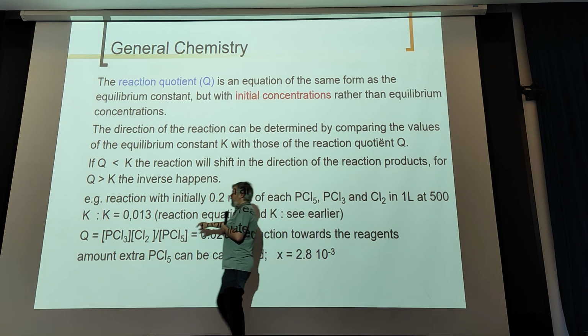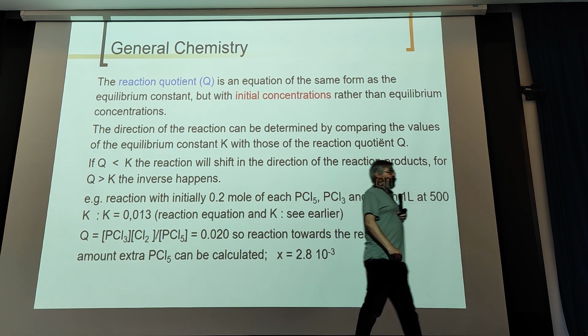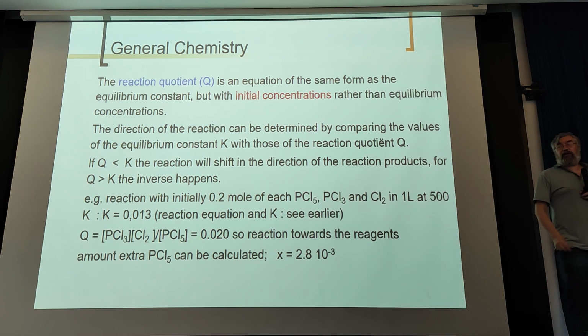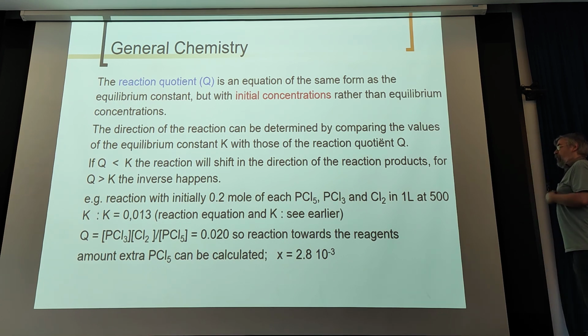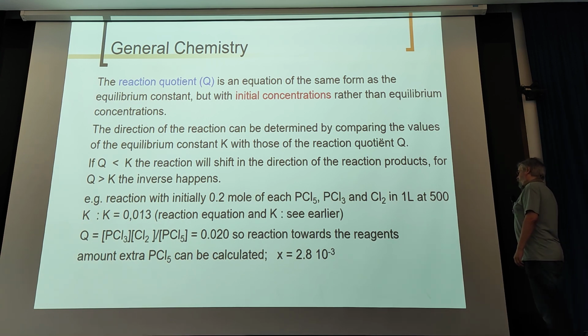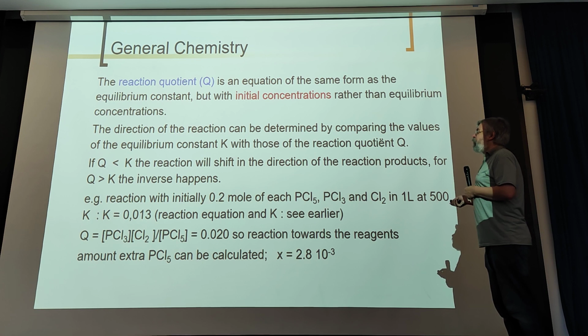That means now this number, 0.2, is larger than 0.013. So that means this Q is larger, so we are moving towards the reagents. So we are actually going to form more PCl3 and chlorine. The extra amount of PCl5 can be calculated in this way, and it's going to be 2.8 times 10 to the minus 3. But that calculation I will leave for you.